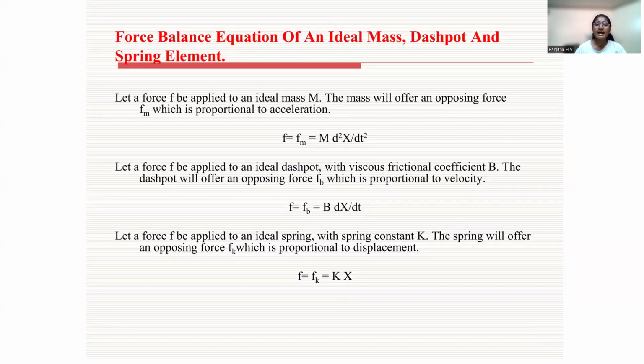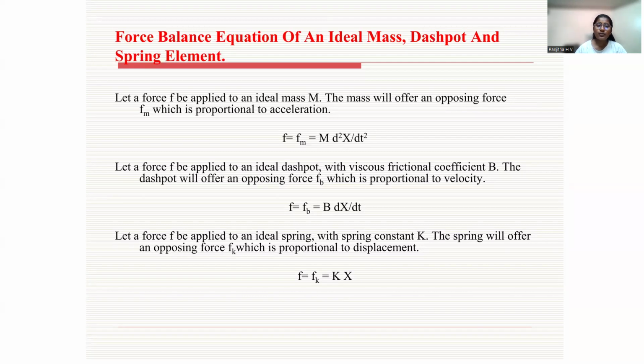For the force balance equation for the mass, dashpot and spring elements, let a force F be applied to an ideal mass M. The mass will offer an opposing force Fm which is proportional to acceleration. F is equal to Fm is equal to M d square x by dt square. And let a force F be applied on the ideal dashpot with frictional coefficient B. The dashpot will offer an opposing force Fb which is proportional to velocity. That is F is equal to Fb is equal to B into dx by dt.